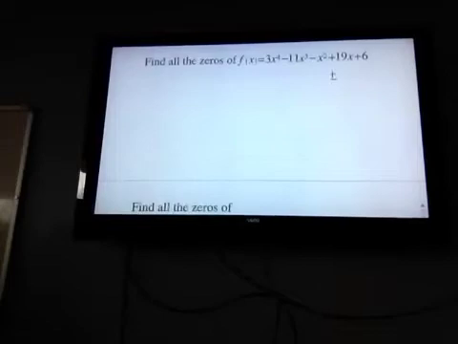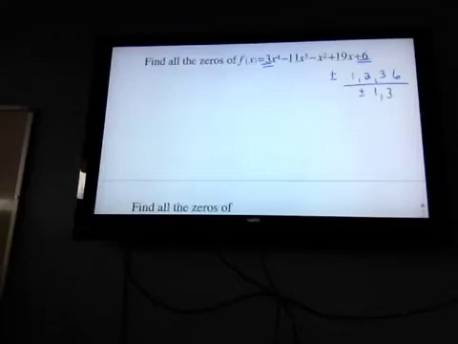I have the factors of the constant term, 1 and 2 and 3 and 6, over the factors of the first number, the leading coefficient, 1 and 3. So I have my possibilities. Make my combinations. 1 over 1 is 1. 1 over 3, 1/3.